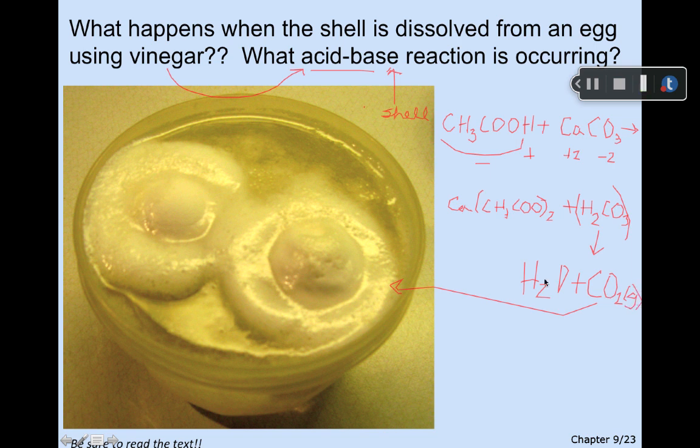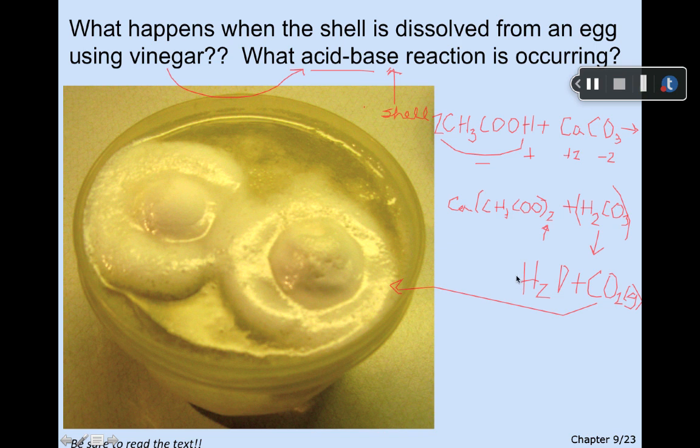Now, did I balance this? I bet I didn't. So make sure we've got this balanced. You've got to have 2 hydrogens here. 2 hydrogens in the H2CO3 has to mean that there were 2 acetic acid molecules to begin with. And then that gives you an explanation for the 2 on the subscript of the acetate. And that should give you a balanced equation if you look at it closely.